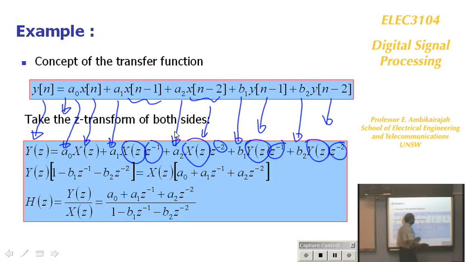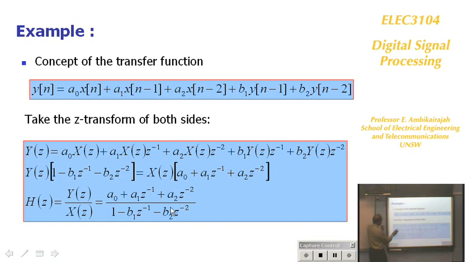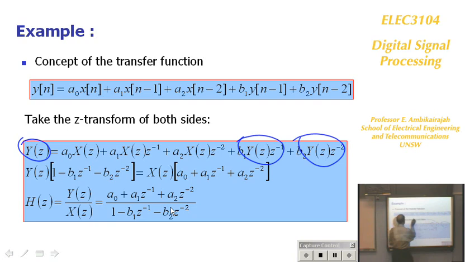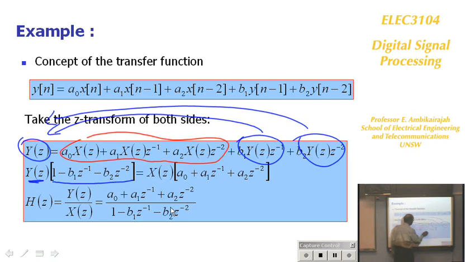That's your z-transform. Once you have done that, you move things to one side. That means you combine that bit, bring them all to this side. You have an equation then, Yz into 1 minus B1 z to the minus 1 minus B2 z to the minus 2. You take Yz common. And then you keep your Xz to one side, take Xz out, and you get that.